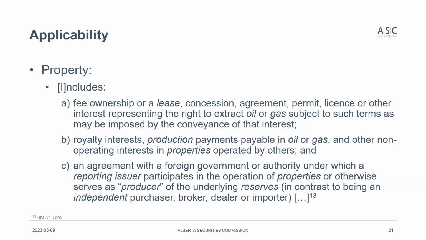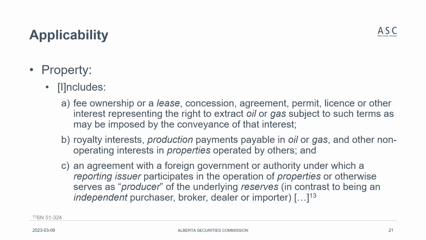So it includes a number of things. It includes fee ownership or a lease, concession, agreement, permit, license, or other interest representing the right to extract oil or gas. Also royalty interests. That's one that trips companies up from time to time. They're not aware that an interest that's simply a royalty interest would or could be a trigger for oil and gas activities.